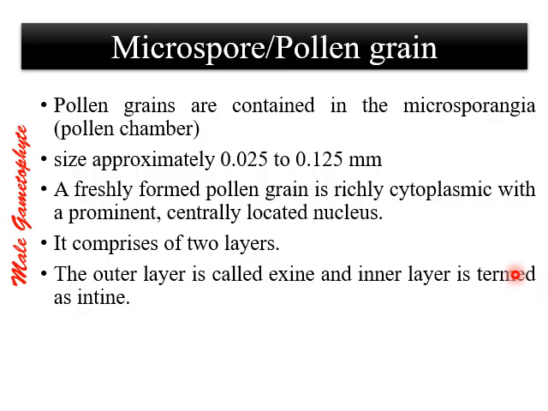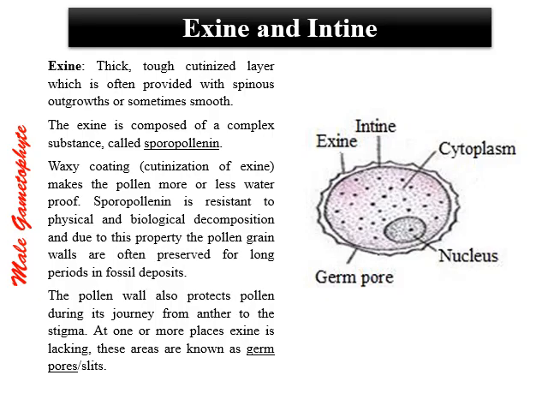A freshly formed pollen grain is rich in cytoplasm with a prominent nucleus, which is situated at the center. It comprises two layers, the outer exine and the inner intine. The exine is a thick, tough, cutinized layer which is often provided with spinous outgrowths, or sometimes it is smooth. The exine is composed of a complex substance called sporopollenin.